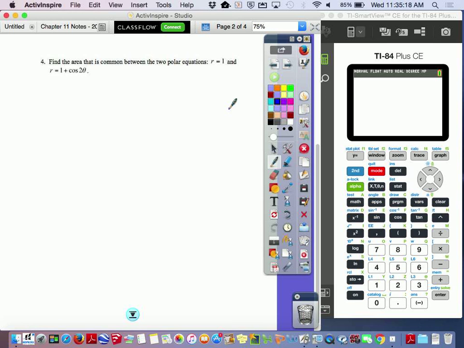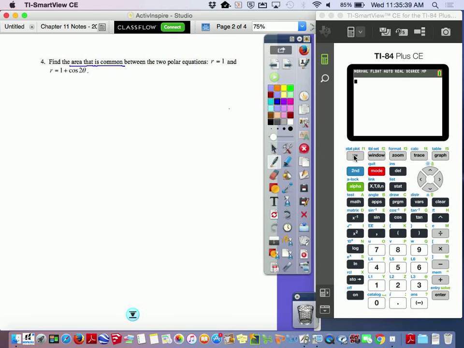Okay, number 4. This problem is super important for the test. You'll have one like this and know that it's going to be worth a lot of points. So you want to make sure that you have everything written out properly. It says find the area that is common. The area that is common. That just means where they overlap between the two polar graphs.